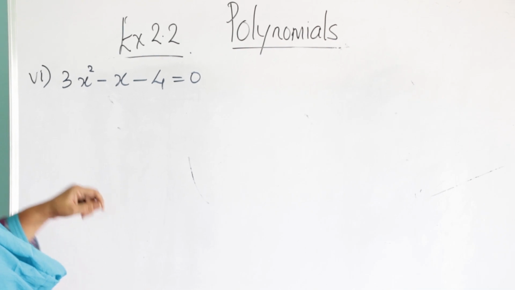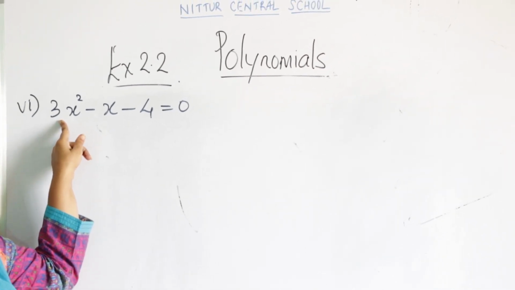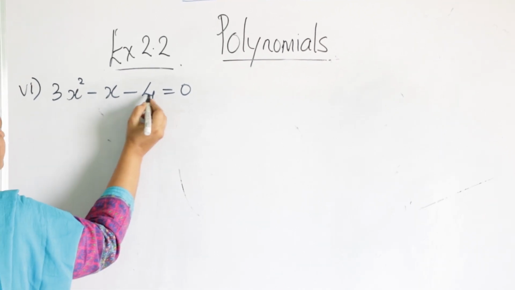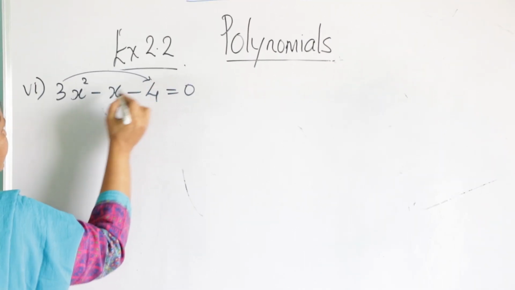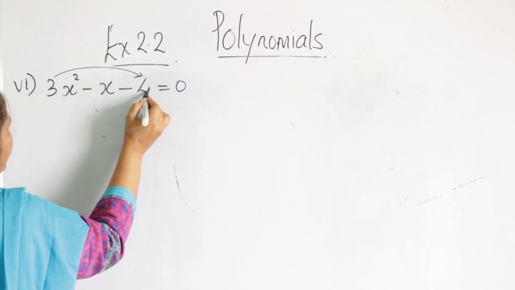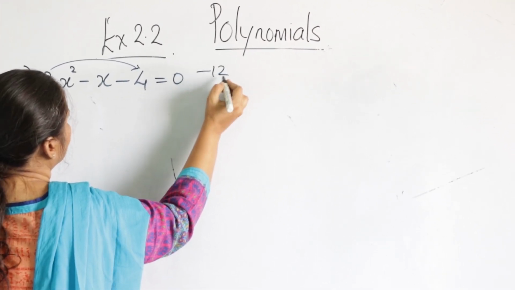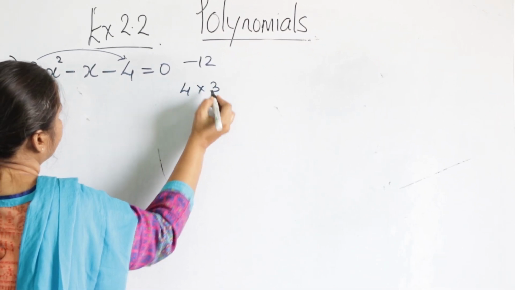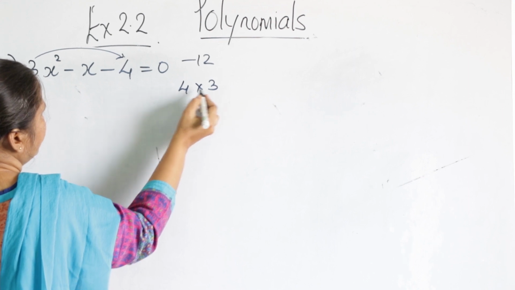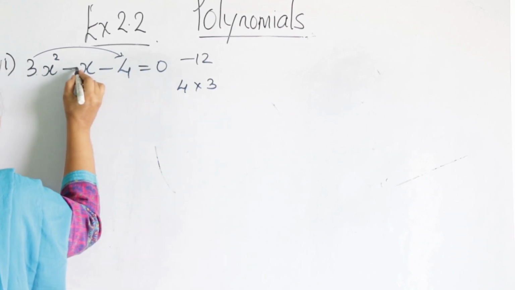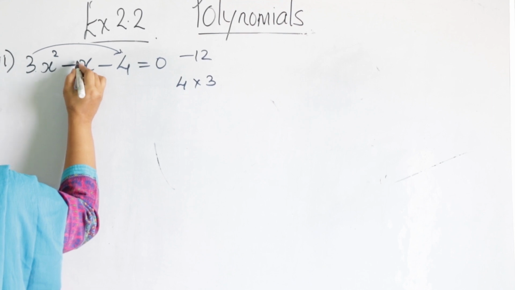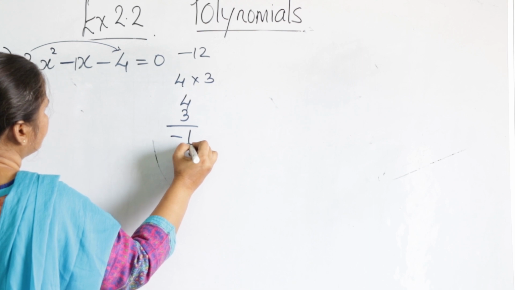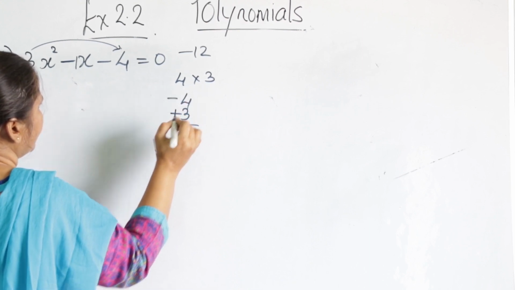Let's solve the sixth problem of first main. It is 3x square minus x minus 4. Right? So, we have 3 times minus 4, which is minus 12, and the factors, let us take 4 and 3. By subtracting 3 from 4, we get 1. We need to get minus 1 here, so let's take the minus on the 4 and plus on the 3.